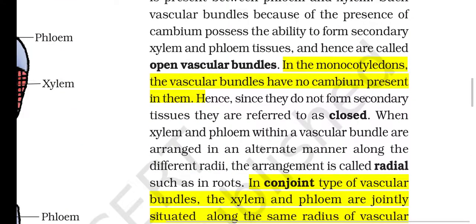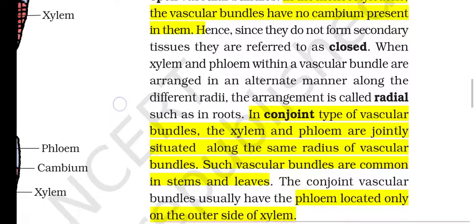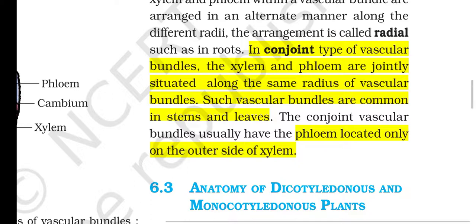In the monocotyledons, the vascular bundles have no cambium present in them. Hence, they do not form secondary tissues. They are referred to as closed. When xylem and phloem within a vascular bundle are arranged in an alternate manner along the different radii, the arrangement is called radial, such as in roots. In conjoined type of vascular bundles, the xylem and phloem are jointly situated along the same radius of vascular bundles. Such vascular bundles are common in stems and leaves. The conjoined vascular bundles usually have the phloem located only on the outer side of xylem.